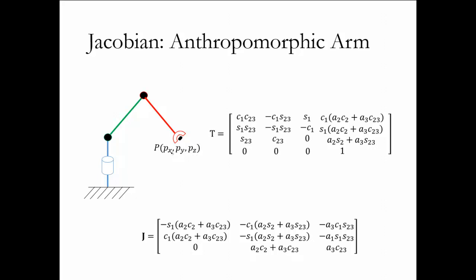Because of which it will have 3 linear velocities, px dot, py dot, pz dot, which will be mapped to theta 1 here, theta 2 here, and theta 3 here with this Jacobian matrix, which can be easily found by differentiation of these 3 components. So it has px, py, and pz also. You can simply differentiate them and get these.